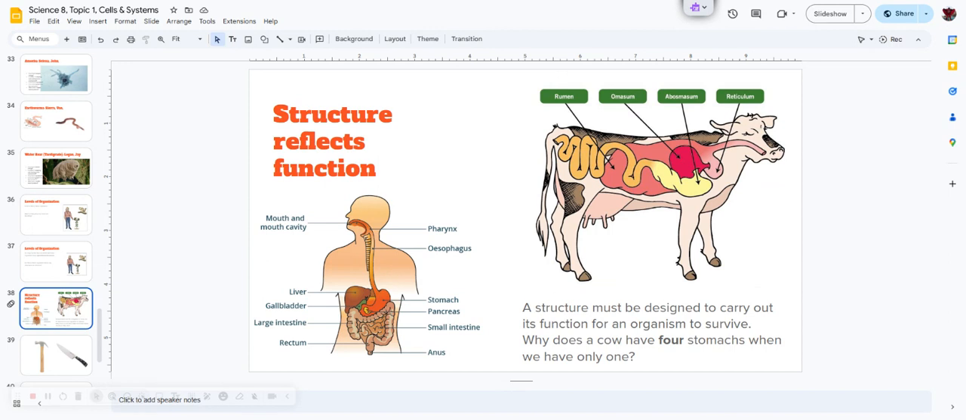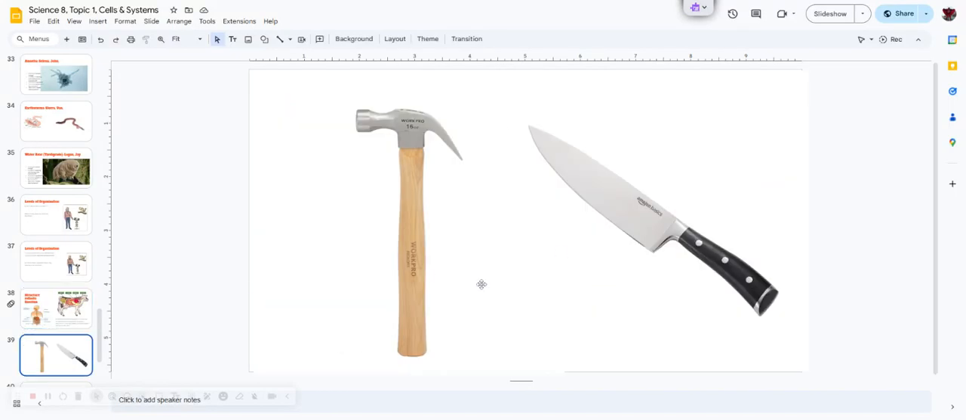And you know what? Structure reflects function, not only in organisms, but in tools as well. This knife, what's its function? What's its purpose? To cut things. So the structure reflects that. It's got to be sharp. It's got to be pointy.